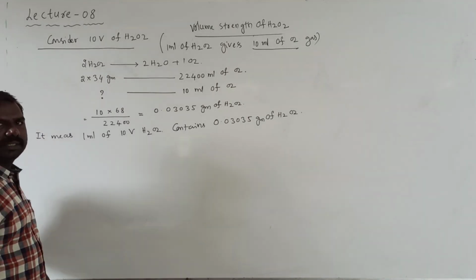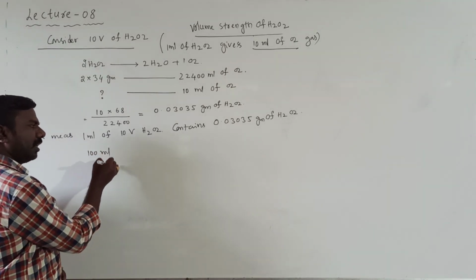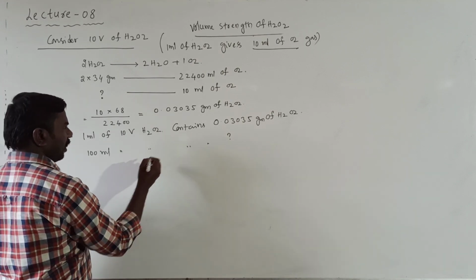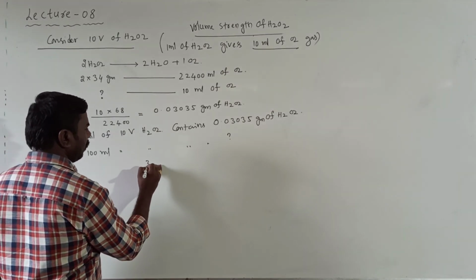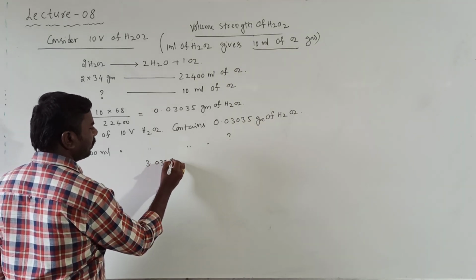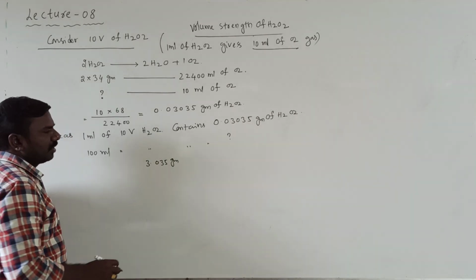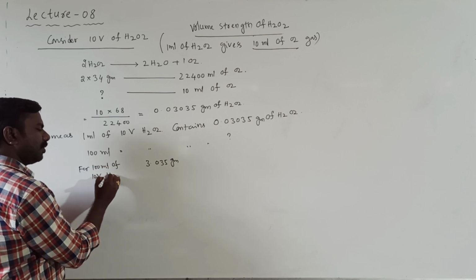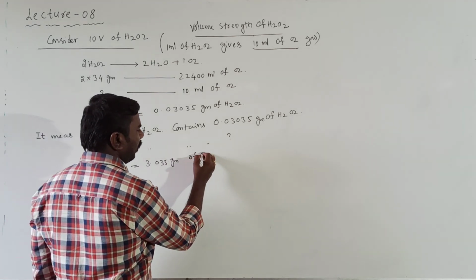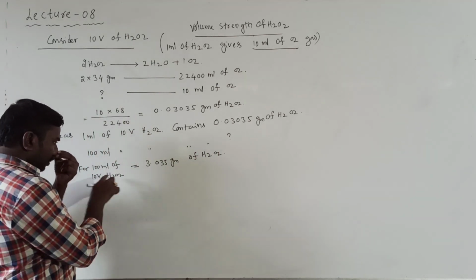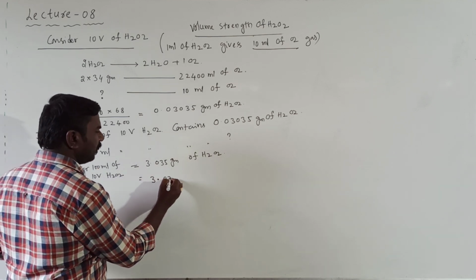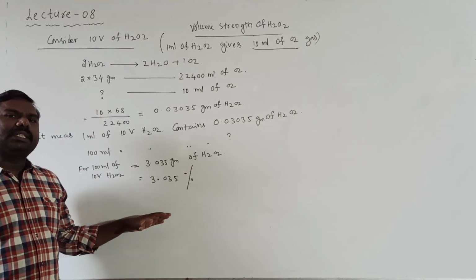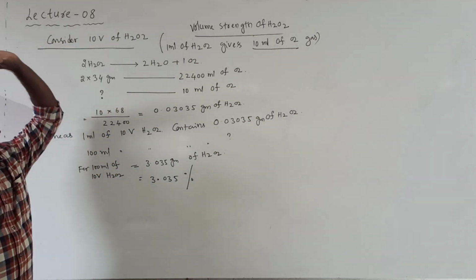If I take it in percentage, I need it for how many milliliters? 100 milliliters. If I take 100 milliliters, how much is it? Then you get 100 into 0.03035, that is equal to 3.035 grams. This is for 100 milliliters. So 100 milliliters of 10 volume H2O2 contains 3.035 grams of H2O2. Now 100 milliliters means I can make it a percentage. Clear all of you? So what is the percentage of H2O2 present in 10 volumes of H2O2?